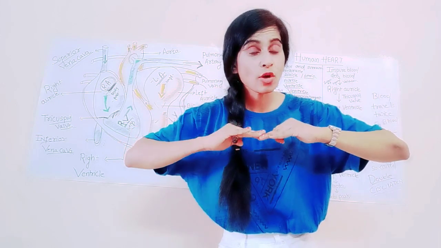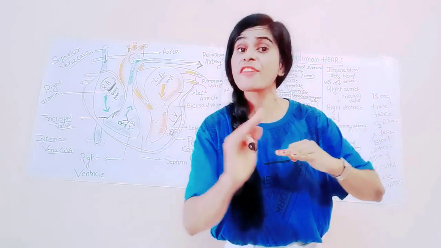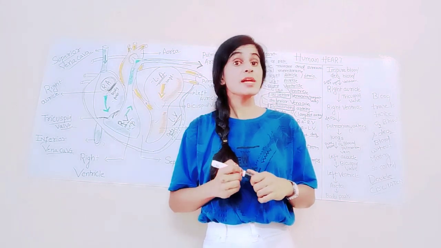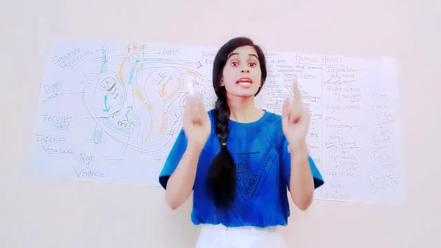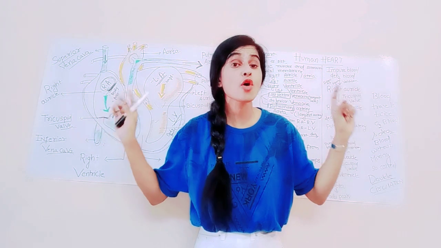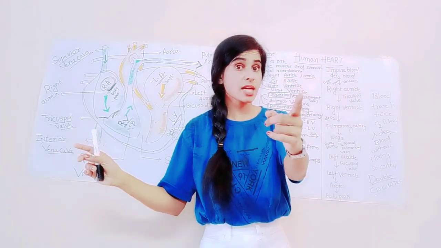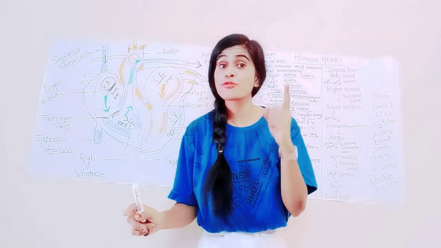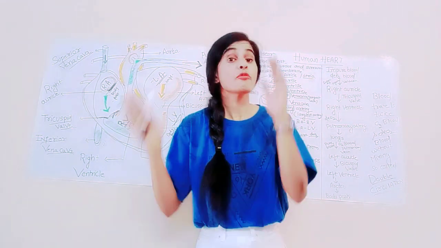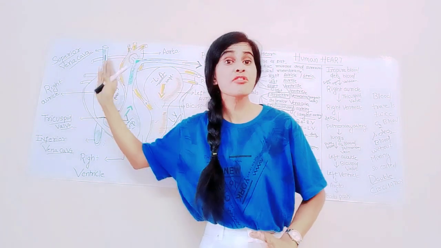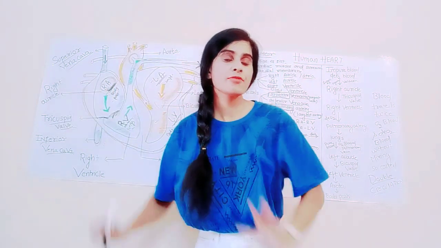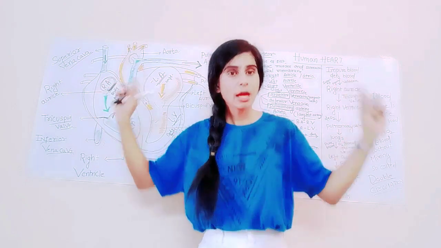And when it closes, why does it close? To prevent the backward flow of the blood. What is the use of valves in the heart? It prevents the backward flow of the blood. Note it down. What is the use of valves? It prevents the backward flow of the blood. Which valve is present between your right auricle and right ventricle? Tricuspid valve. Got it? Now let's move on.